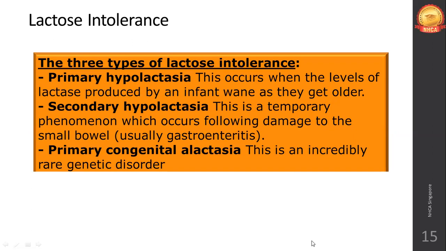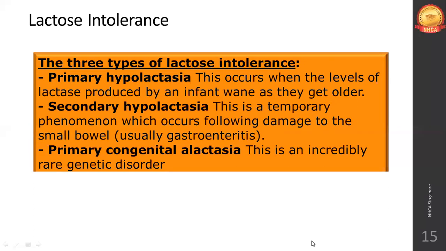Then secondary hypolactasia, again a temporary phenomenon, which occurs following damage to the small bowel, your small intestine, and usually it is accompanied with gastroenteritis. As soon as you have something milk based or lactose based, immediately you will see gas forming, bloating, flatulence. So this can be temporary. Within half an hour to 1 hour of taking a lactase tablet, these symptoms may subside.